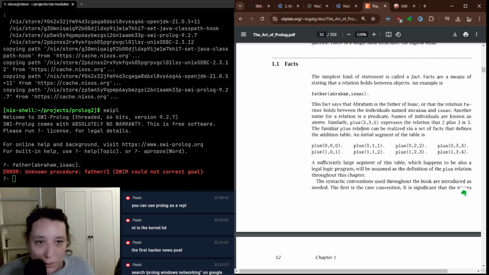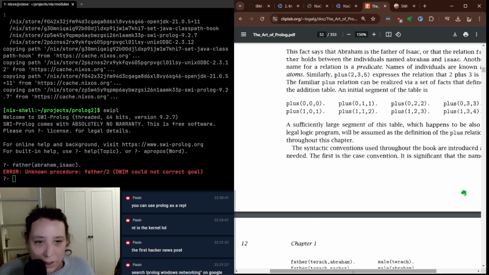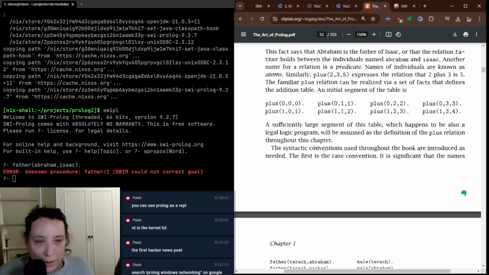The familiar plus relation can be realized via a set of facts that defines the addition table. An initial segment of the table is 0 plus 0 is 0, 1 plus 0 is 1, 0 plus 1 is 1, and so forth. A sufficiently large segment of this table, which happens to be also a legal logic program, will be assumed as the definition of the plus relation throughout this chapter. The syntactic conventions used throughout this book are introduced as needed.